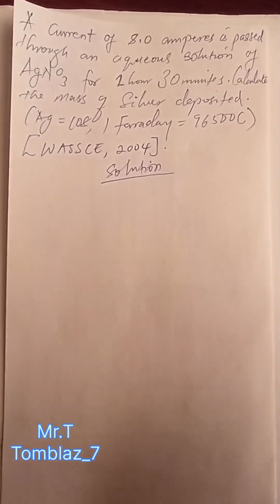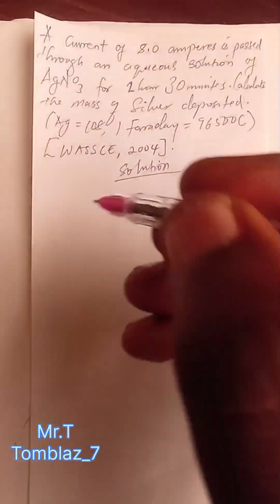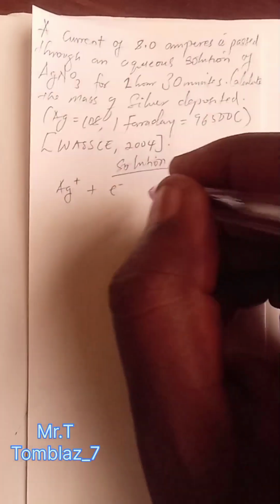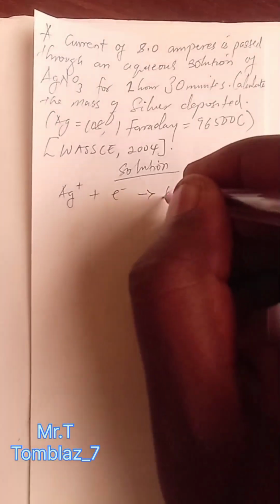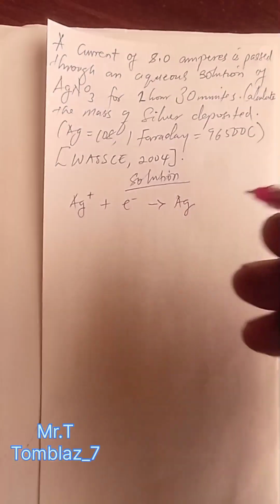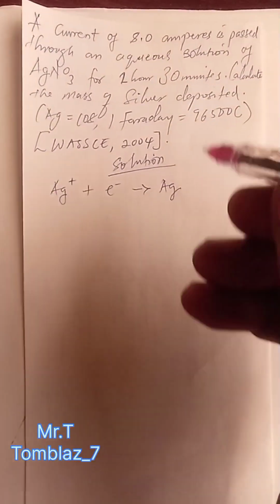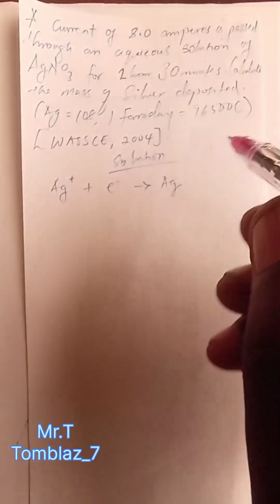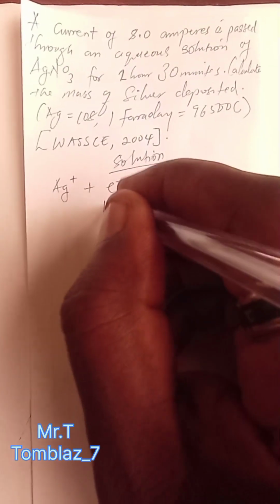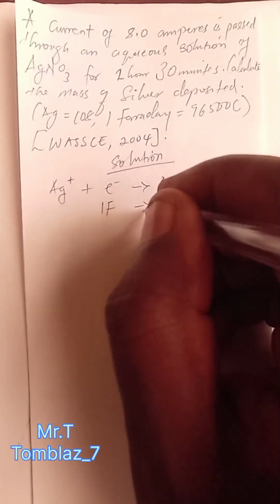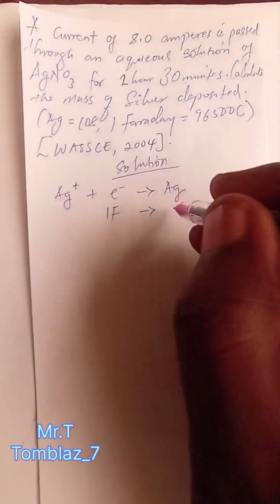As usual, we're going to start with solution and then we write the ionic equation. So silver is plus 1. So it's going to have 1 electron and then it will gain that to form what? Silver atom. 1 silver atom. So this is representing 1 Faraday and this is representing 108 grams.